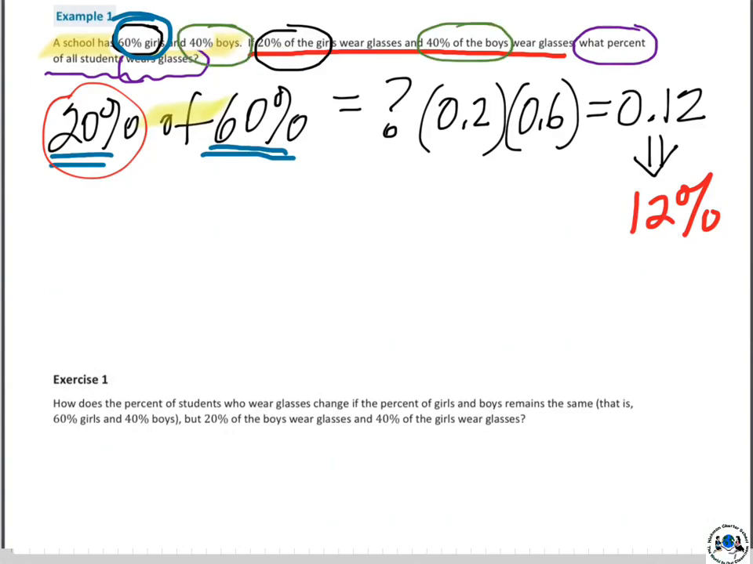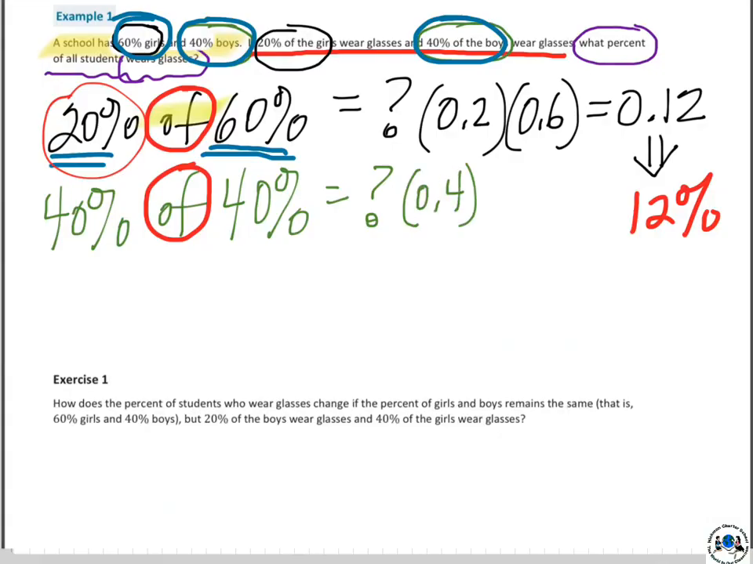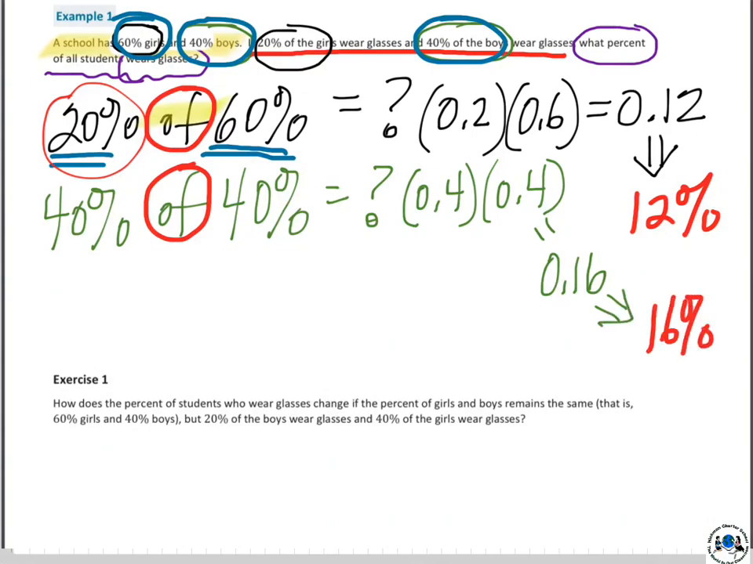Okay, so again, now we are looking at 40% of 40%, because the school has 40% boys, and 40% of that 40% wear glasses. Okay, so now we have 40% of 40%. Again, we'll do the same as we did before. 0.4 times 0.4, because these decimals are much more friendly to work with. And then we get 0.16, which is, of course, 16%.